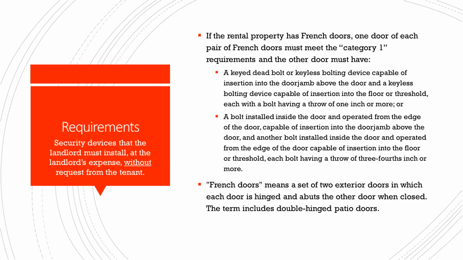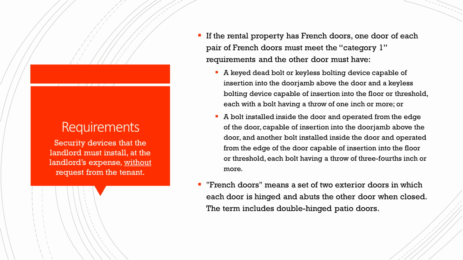The other alternative is a bolt installed inside the door and operated from the edge of the door, capable of insertion into the door jamb above the door, and another bolt installed inside the door and operated from the edge of the door, capable of insertion into the floor threshold, each bolt having a throw of 3/4 inch or more.